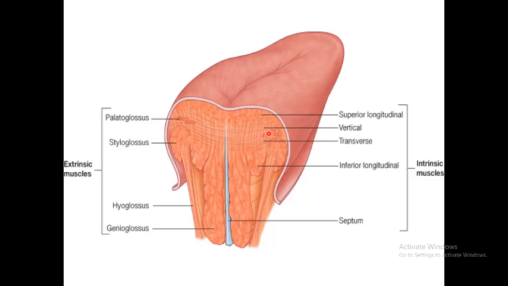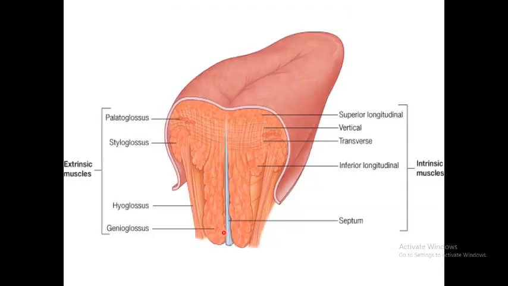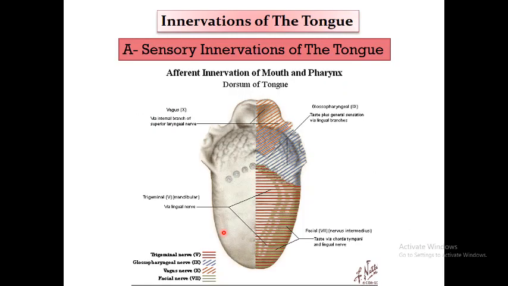Okay, we have other groups which run from the dorsum to the inferior surface. So they are called the vertical group. This vertical group, when it acts, will compress the tongue from above to downward, okay, to flatten the tongue. So the intrinsic muscles are the superior longitudinal, inferior longitudinal, vertical, and transverse groups. Okay, so this is the intrinsic group.